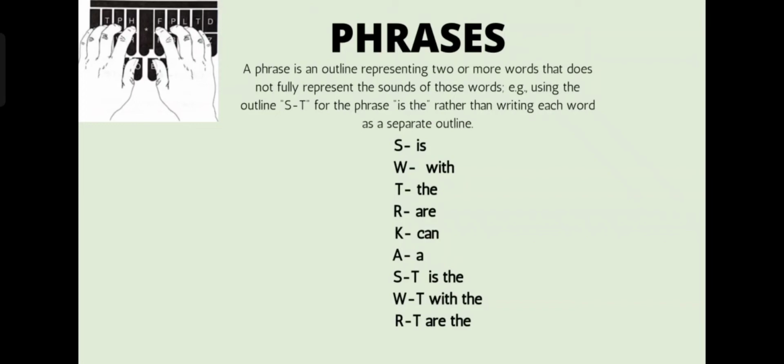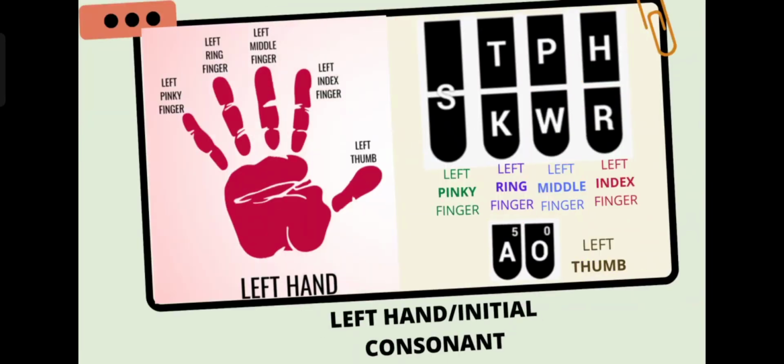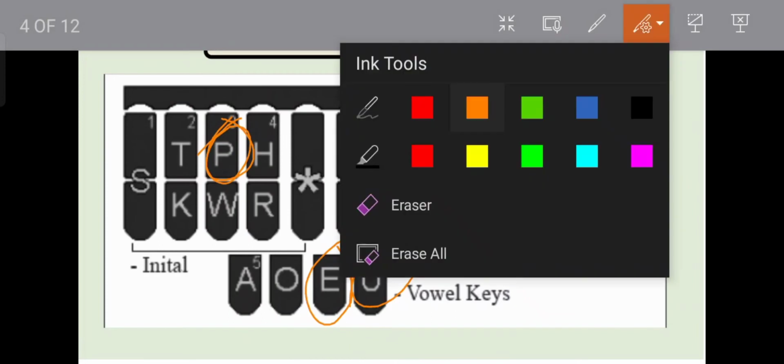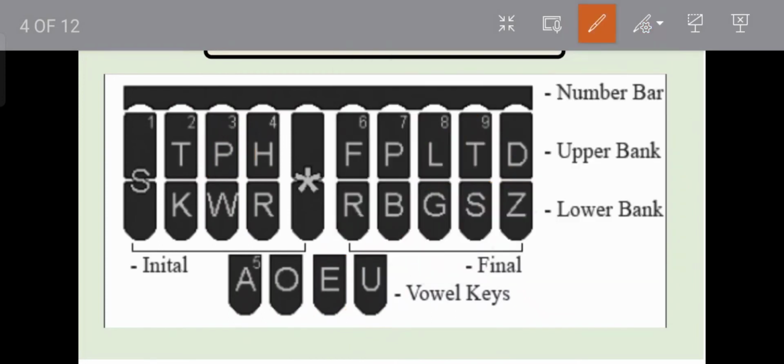So instead of writing it as two words, we won't take so long. Let's just press S and T together. The S here is the initial S, and then T is the final T. So for example, is the. Here is our keyboard. We will be pressing S, the initial one, and T, S, T. Together, that's is the.